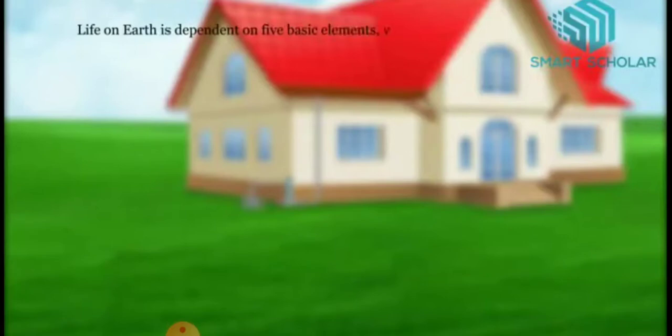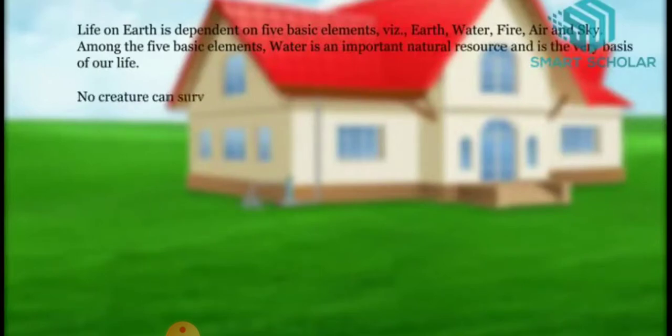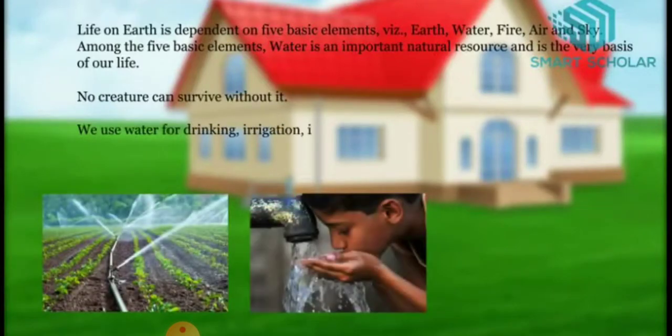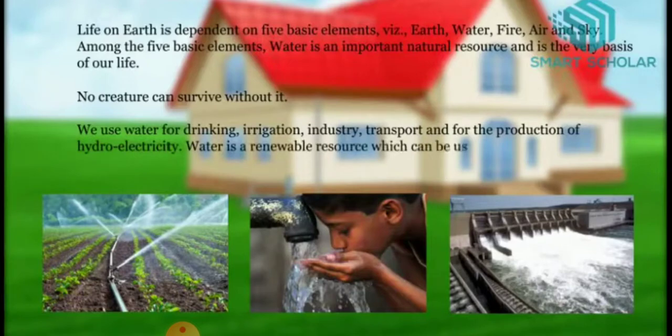As you know, life on earth is dependent on five basic elements: earth, water, fire, air and sky. Among the five basic elements, water is an important natural resource and it is the basis of our life. No creature can survive without it. We use water for drinking, irrigation, industry, transport and the production of hydroelectricity. And water is a renewable resource which can be used again and again. Renewable means the resources which can be used again and again.